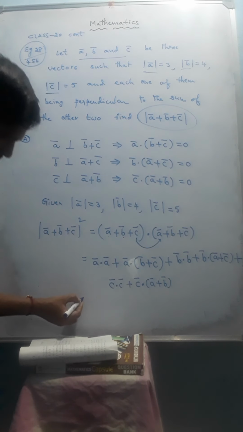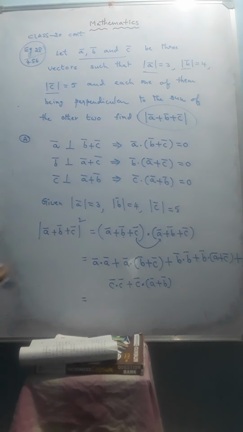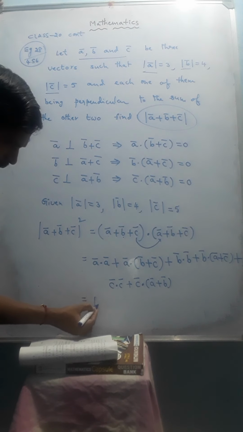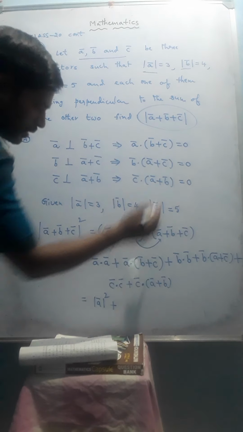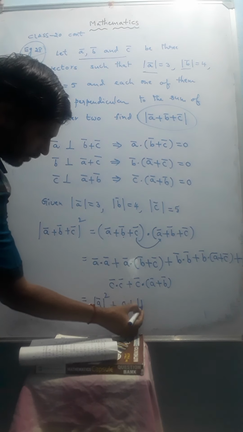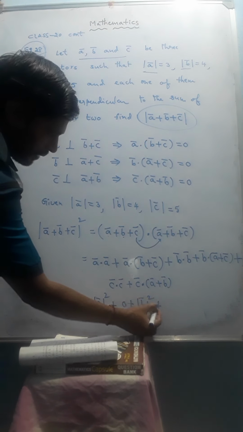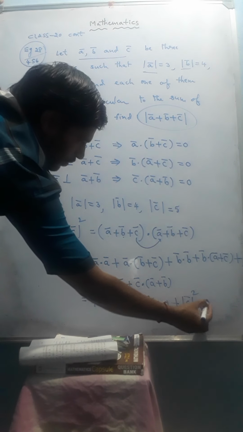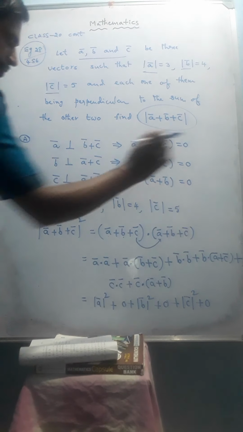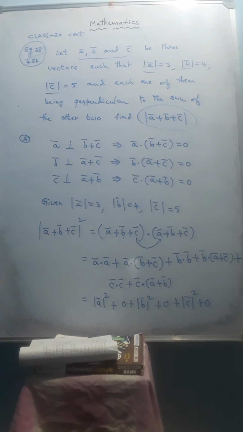Next, that is equal to A dot A is equal to modulus A vector square, plus this value is equal to 0, plus modulus B vector square, plus that value is 0, plus modulus C vector square, and the next value is 0. So from these three. So write them fast.